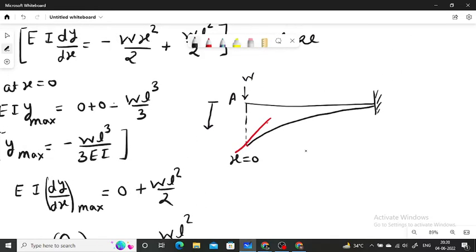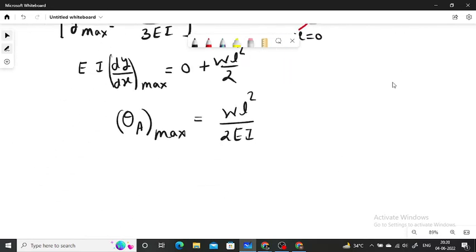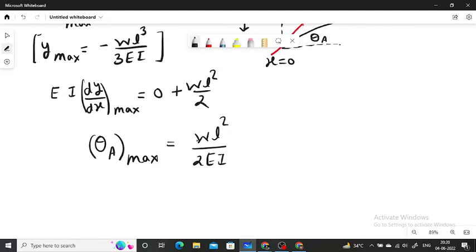What is slope? Slope is the angle between the tangent at that point and the positive x-axis in anti-clockwise direction. So here this angle is positive. So the maximum slope in the case of a cantilever beam having a point load at its free end is WL square upon 2EI.